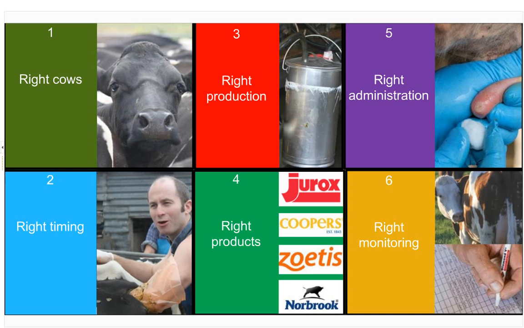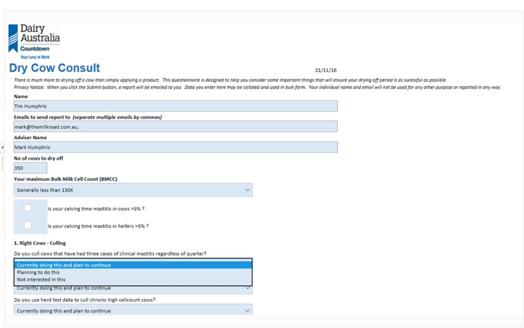So the tool steps through the critical control points as I discussed previously. So firstly, it's one page of data entry, and then you move to a report. So just putting in the name and the emails that you want to send the report to, number of cows to dry off, and then asking some questions about bulk milk cell count, whether the farm that you're dealing with has a calving time mastitis greater than 5% in cows or in heifers.